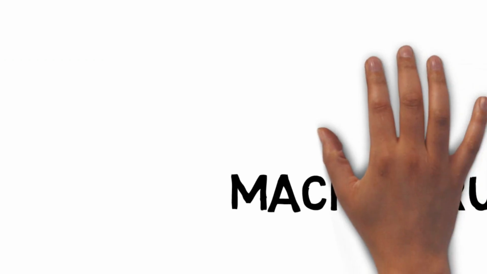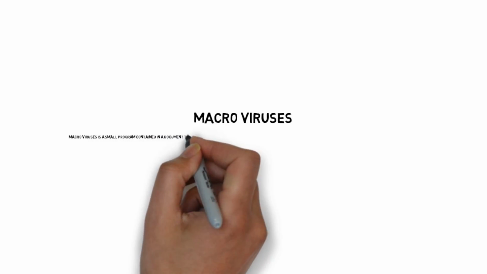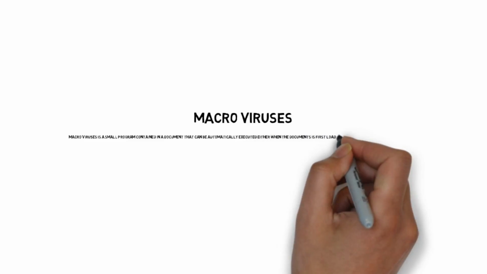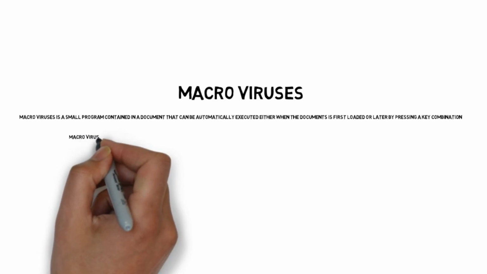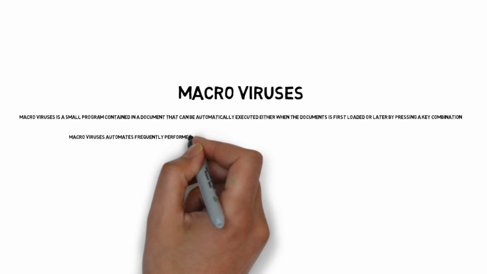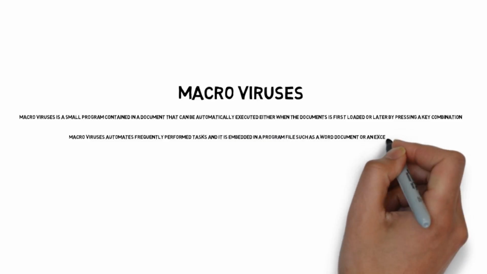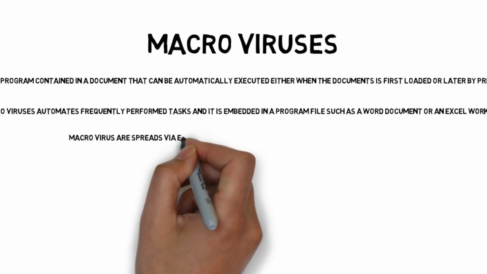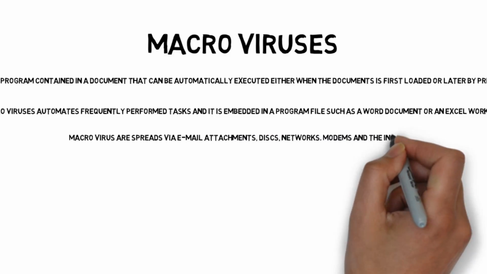The fifth one is macro viruses. A macro virus is a small program contained in a document that can be automatically executed either when the document is first loaded or later by pressing a key combination. Macro viruses automate frequently performed tasks when embedded in a program file such as a Word document or an Excel file. Macro viruses are spread via email attachments, disks, networks, modems, and the internet.